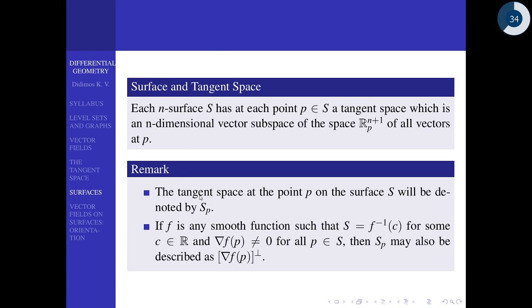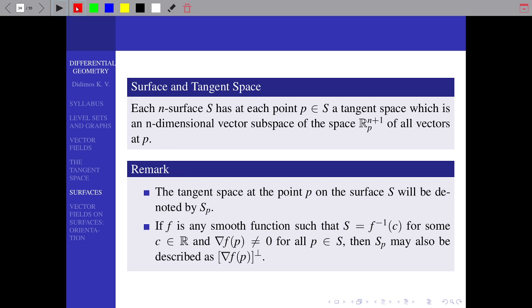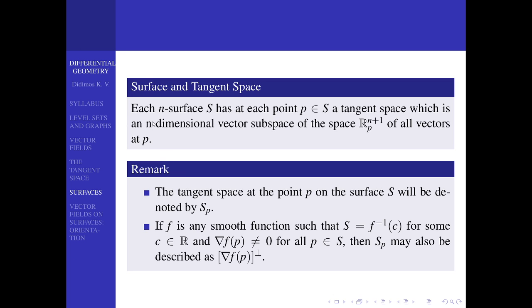Next we have surface and tangent space. Each n-surface S has, at each point p belonging to S, a tangent space, which is an n-dimensional vector subspace of the space of all vectors at p. That means R_p^(n+1) is called all vectors at p. This is what we call the tangent space at a surface.